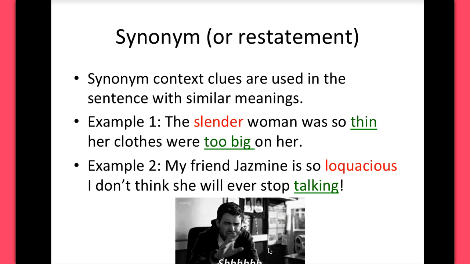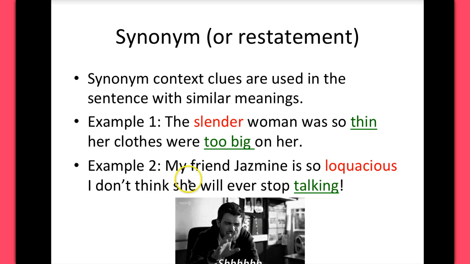All right, so synonym or restatement context clues. These context clues are used in the sentence with similar meanings. So here's our first example. The slender woman was so thin, her clothes were too big on her. The word that might be difficult for you to understand is slender. There are other words in this sentence with similar meaning. We have thin, and if something is too big on someone, that could also mean that they're slender.